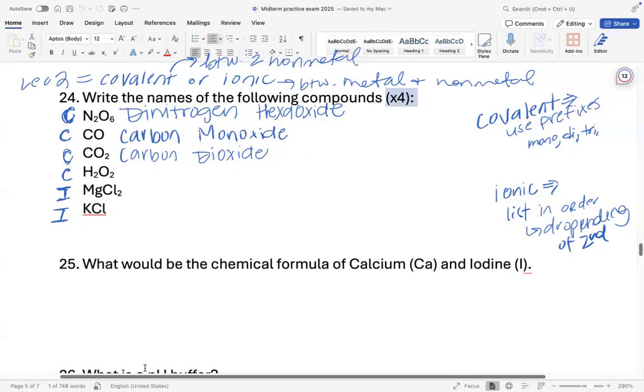All right. We have one more covalent compound here, H2O2. So 2 dihydrogen. Dioxide.